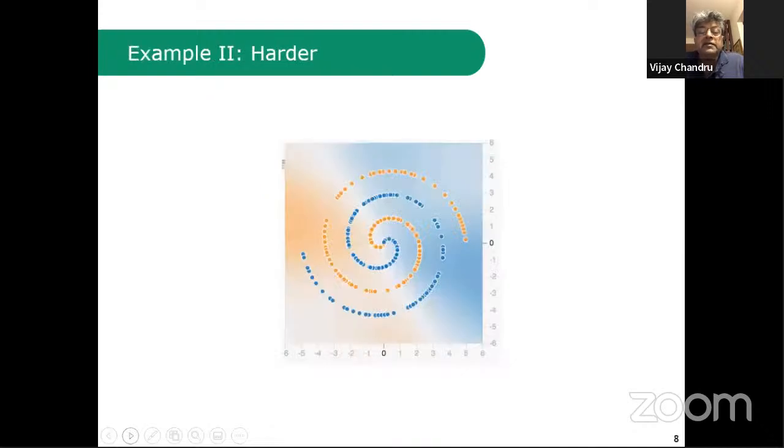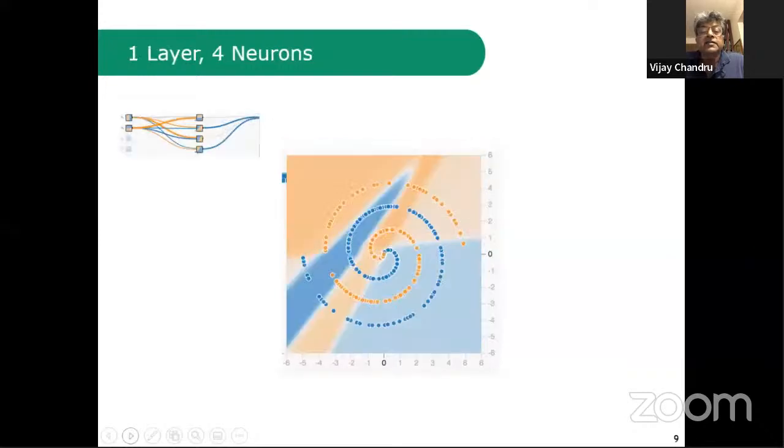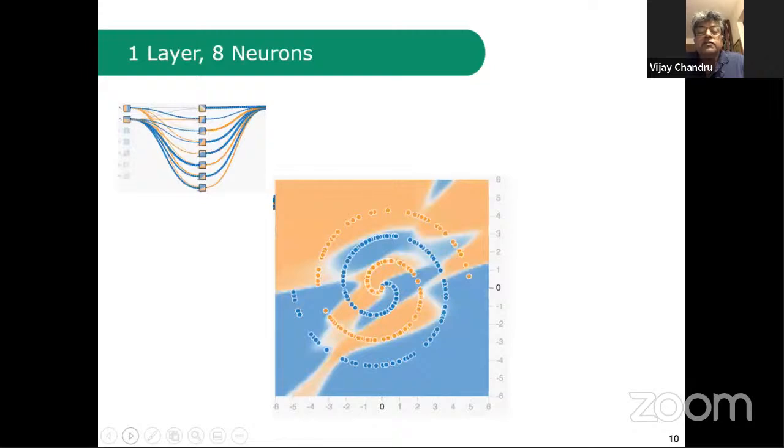Now, here's a more complex pair of patterns where you have these spiraled dots, the blue and the orange. And now your question is, how do you separate, or what is the mathematical function that will allow you a classification of one versus the other? Next slide, please. So it's a slightly harder example. Now you go to four neurons and you still have a very poor separation of the patterns. Next slide, please. You go to eight neurons and you can see that it's trying very hard to do the classification, but it's still not able to achieve it. So next slide, please.